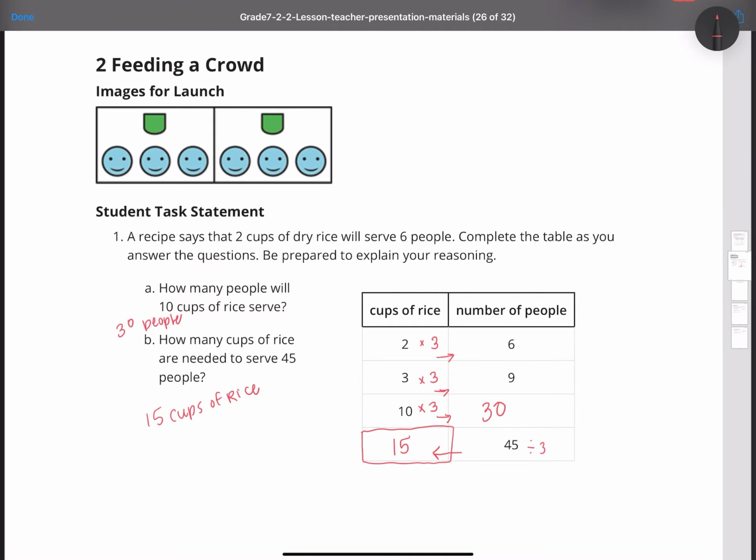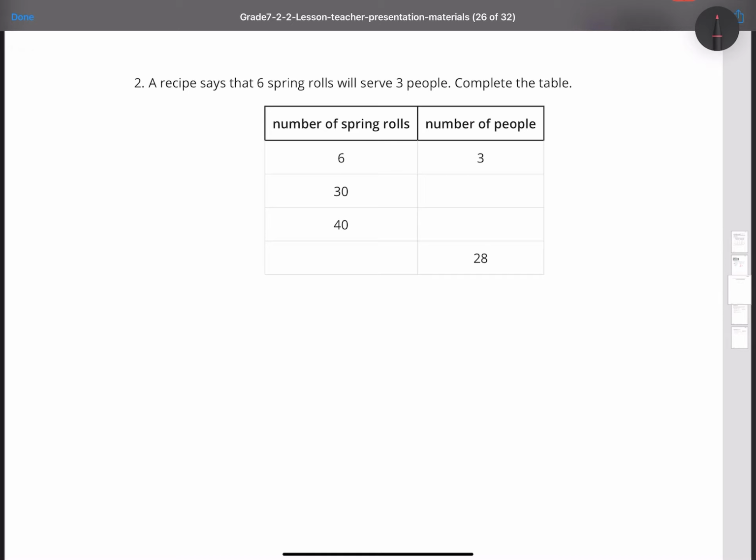So now let's go to the second part of this question. It says a recipe says that 6 spring rolls will serve 3 people. Complete the table. Now, I know that you noticed that whenever you put the input with the number of spring rolls, it's the lesser amount of people. It may seem like it's being divided by 2, but it's actually being multiplied by 1/2, because the only relationship between the first column and the second column is a multiplicative relationship. So it's not a division relationship, it's a multiplicative relationship.